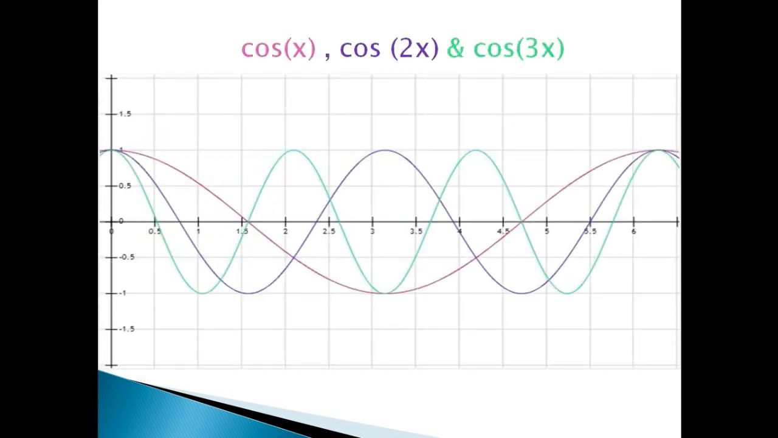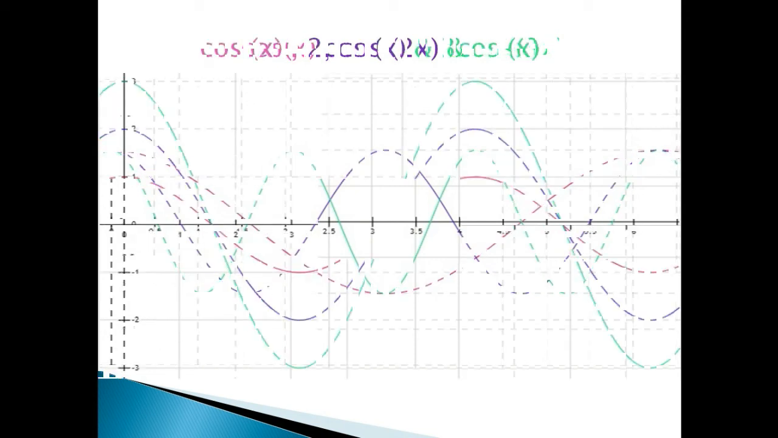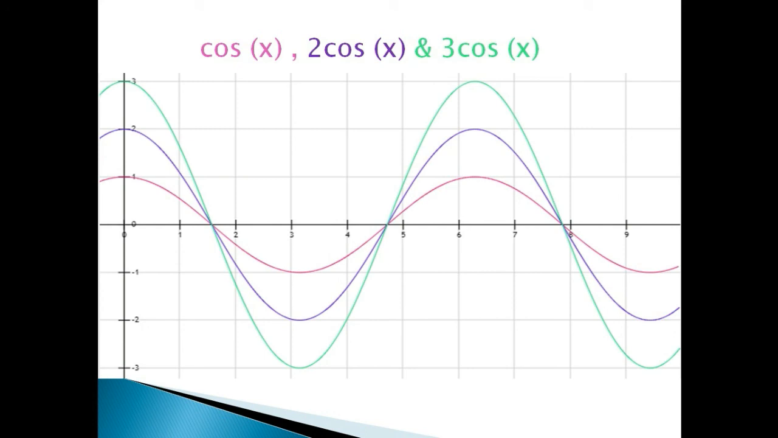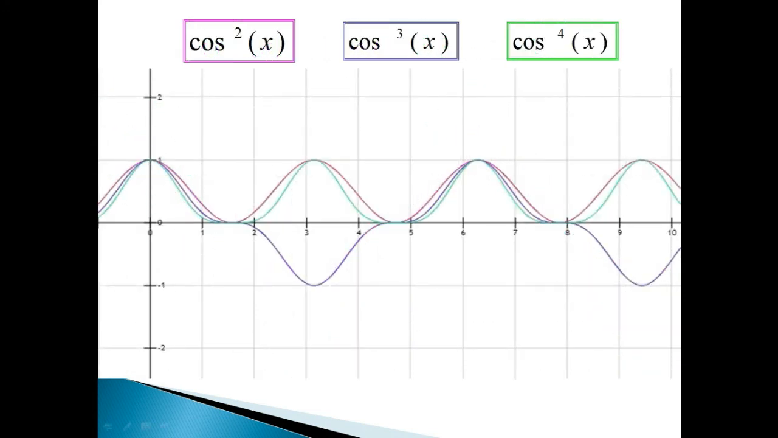Here we have the graph of cos x, cos 2x and cos 3x. Just like sin x, increasing multiple of x reduces the period of functions here as well. Here we have the graphs of cos x, 2 cos x and 3 cos x, which all have different amplitudes but same period. Now we take a look at the graph of various powers of cos function, which is similar to sine function but with change in position of the peaks.